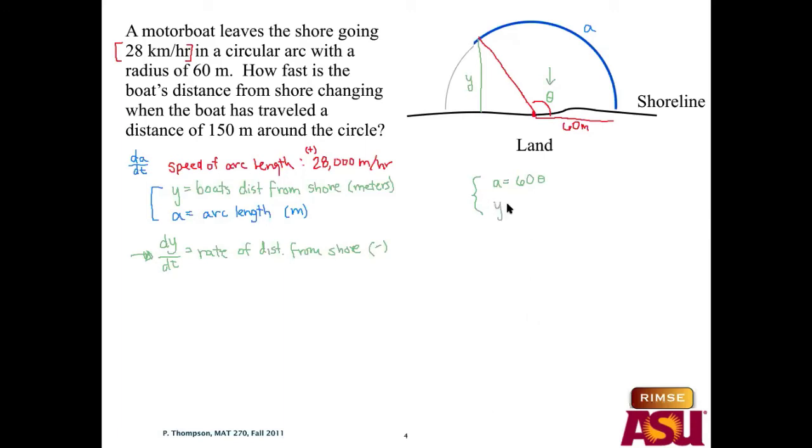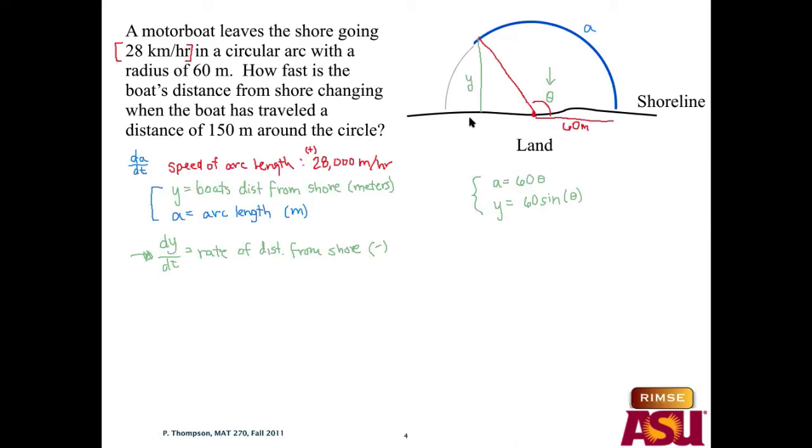So Y is this vertical. So it's related to the sine of theta. But since this is in a circle that has a 60-meter radius, the Y value isn't just sine of theta, it's 60 sine of theta. It's scaled up.